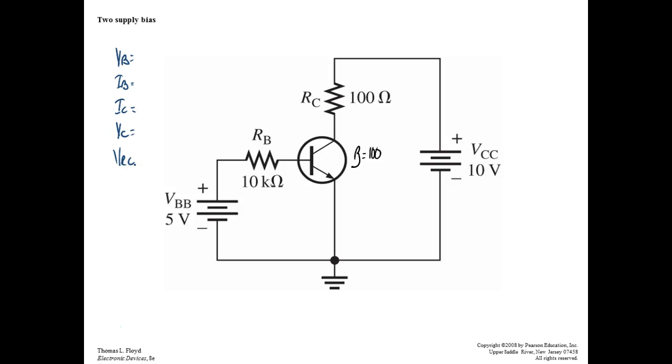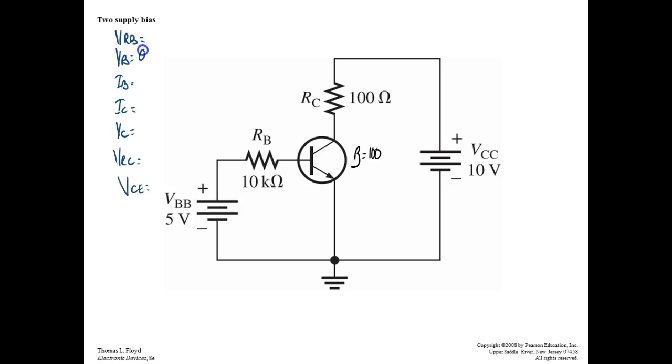Beta of the transistor is 100. This will work out, guys. I checked. So VB, IB, IC, VC, and VRC, and then VCE, which tells us what region the transistor is operating in. VRB. And that would be the base resistor.